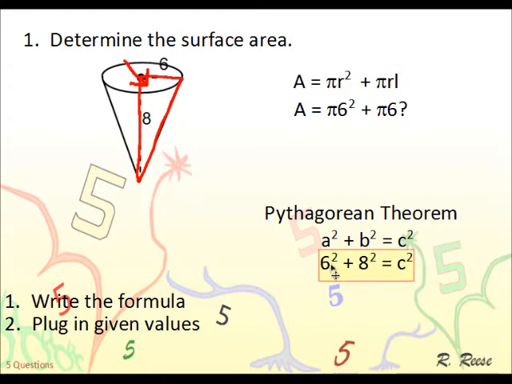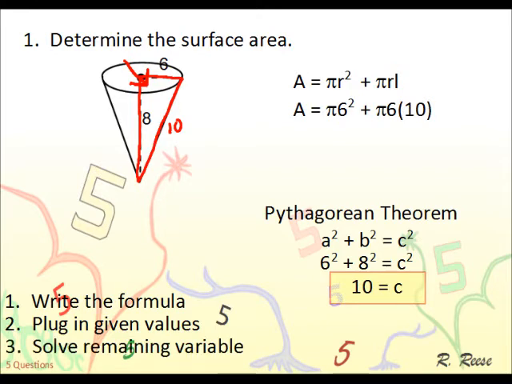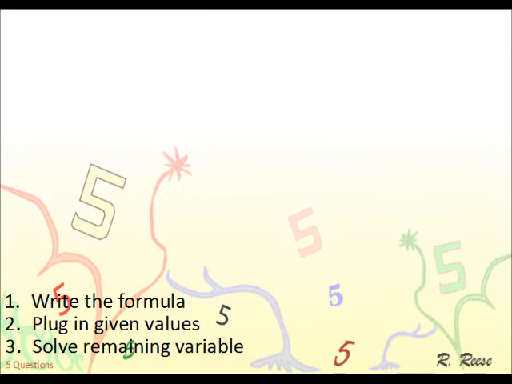So 6 and 8 are the two legs. We just plug that in. Solve for c, and if we do that, we wind up with 10. So now that we have that value, we can go ahead and plug that in right here. And now we can finish off this problem. The only remaining variable here is A, the area, so we'll just go ahead and do some arithmetic. 6 squared is 36. 6 times 10 is 60. And since these are like terms, we can just go ahead and add them together. So 96 pi is your solution, or you can just simply put in 3.14 for pi and then give an approximation.